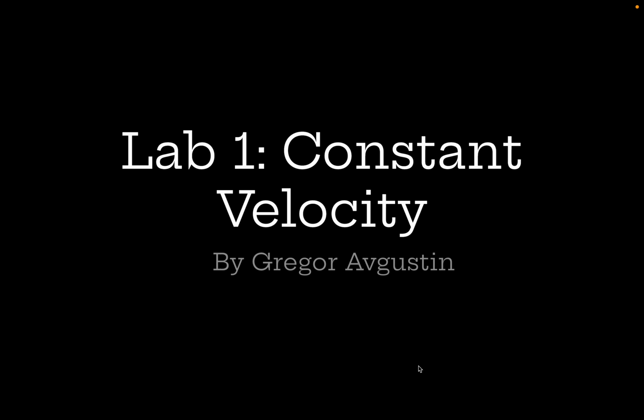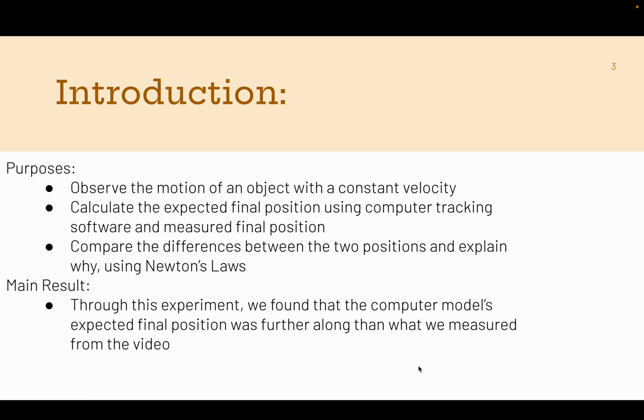Constant velocity. Introduction. The three main purposes of this experiment were to observe the motion of an object with a constant velocity, calculate the expected final position using computer tracking software and the measured final position, and to compare the differences between these two calculated positions and explain why using Newton's laws and general physics.